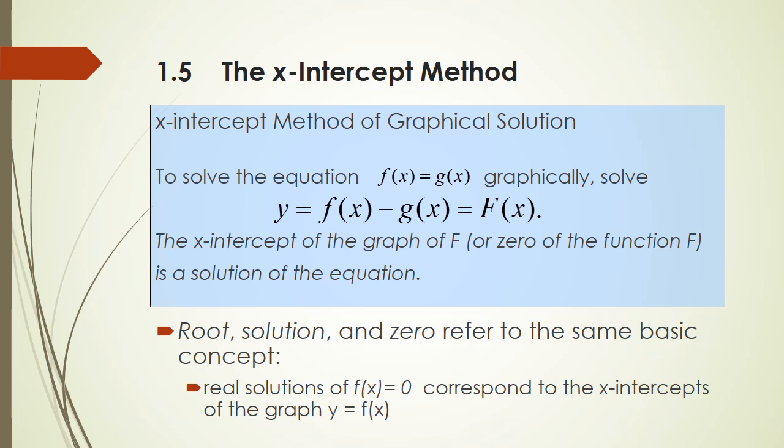Okay, here's the formal way of putting it. To solve the equation f of x equals g of x graphically, solve y equals f of x minus g of x, which equals capital F of x. So our new equation, once we subtract the two, is going to be called capital F of x. The x-intercept of that graph is the solution to the equation.